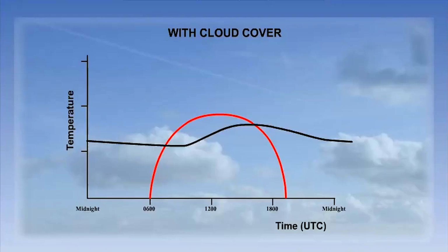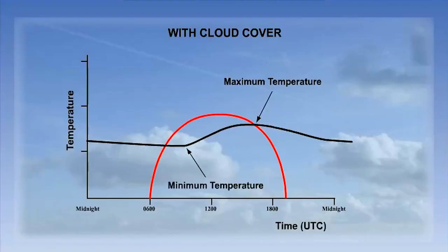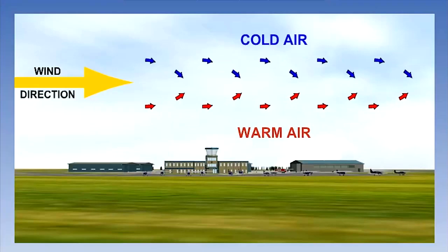The combined effect is reducing the diurnal variation of the temperature. But the characteristics of the curve are almost the same. Notice how the maximum daytime temperature is lower with cloud cover, and the minimum temperature occurring just after dawn is higher with cloud cover. The wind also affects the diurnal variation of the temperature.